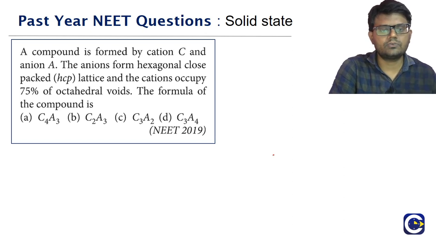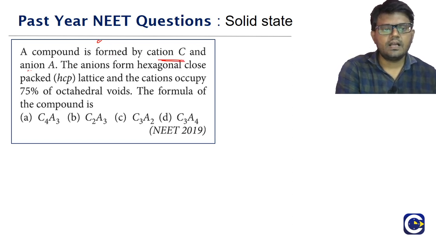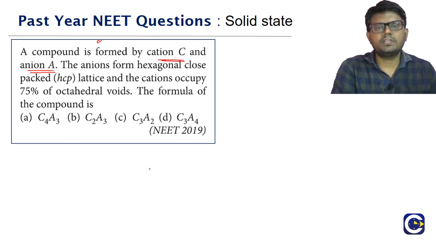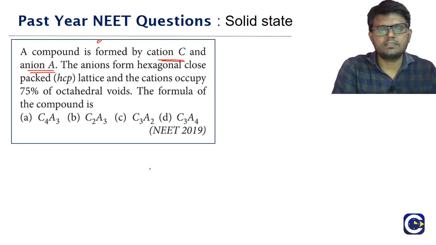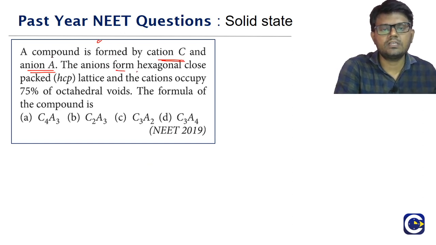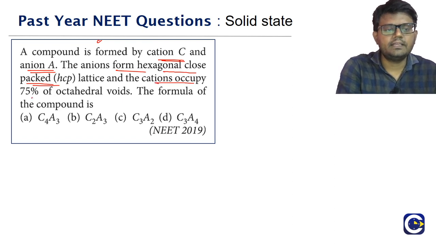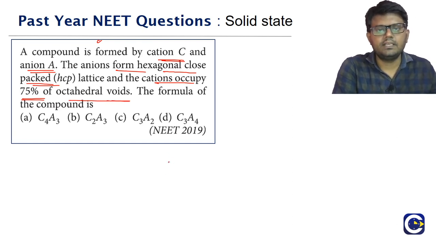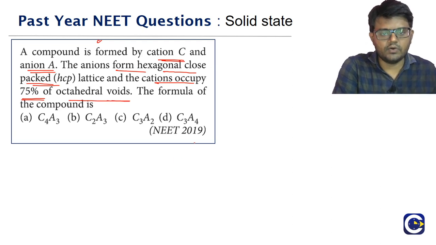Okay, so look at this question. This question came in 2019. A compound is formed by cation C and anion A. The anions are forming the hexagonal close packing. Anions are forming the HCP structure. And the cations occupy 75% of the octahedral voids. Where the cations are positioned, they are occupying 75% of the octahedral voids.